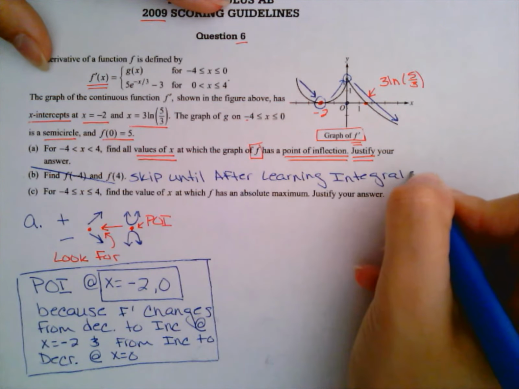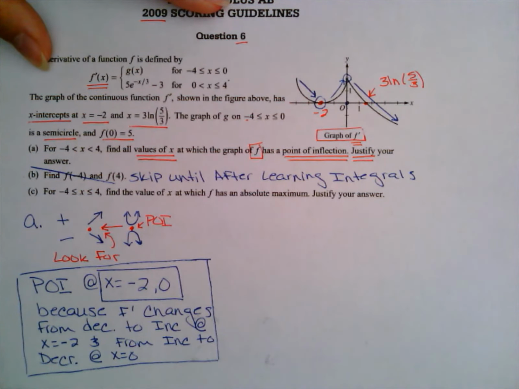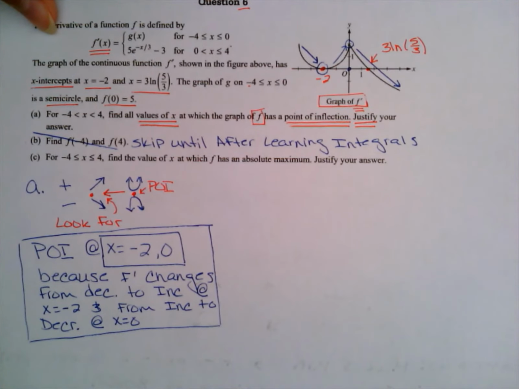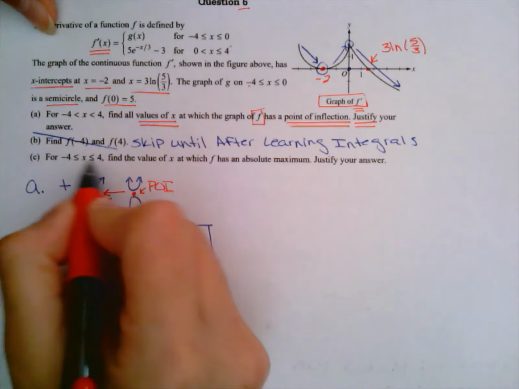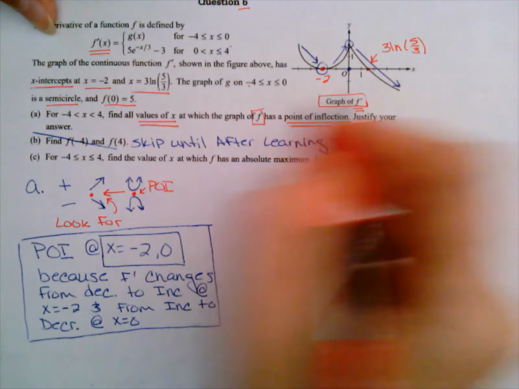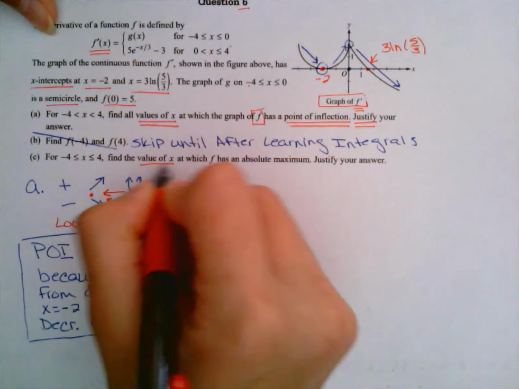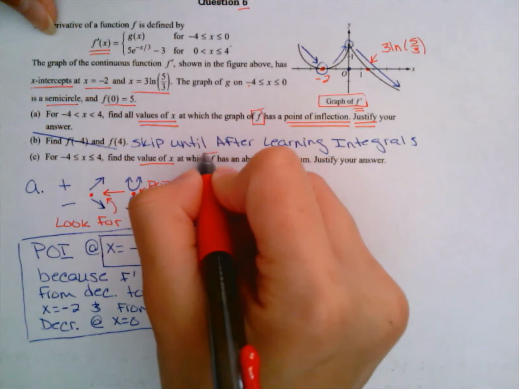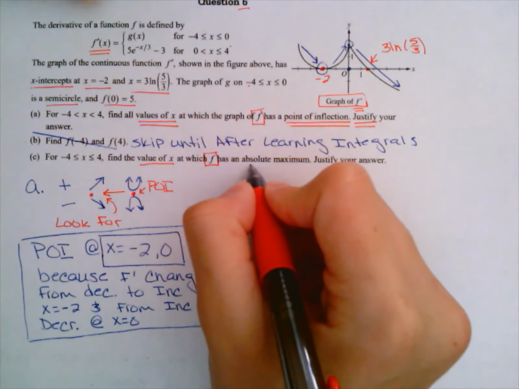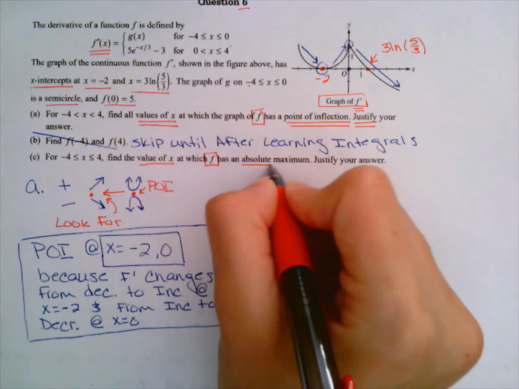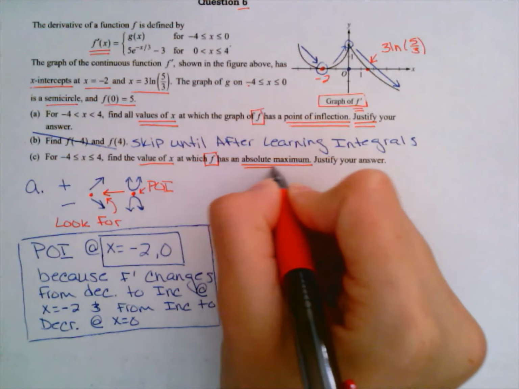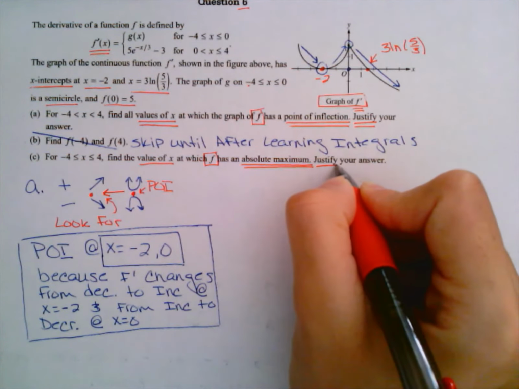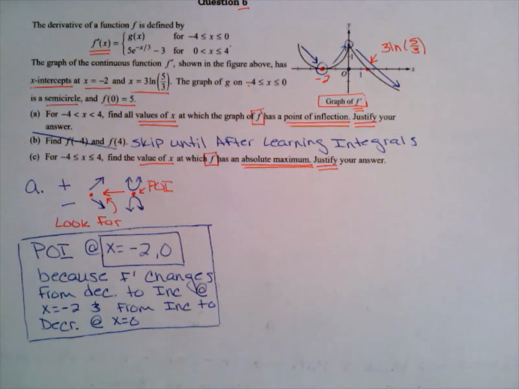Okay? Now, for part C, let's look at what they're asking. I'm going to move this up a little bit. C says from -4 to 4, so within this graph, find, again, the values of x at which f, we're doing the same thing again, has an absolute maximum. And then again, it says justify your answer, okay?